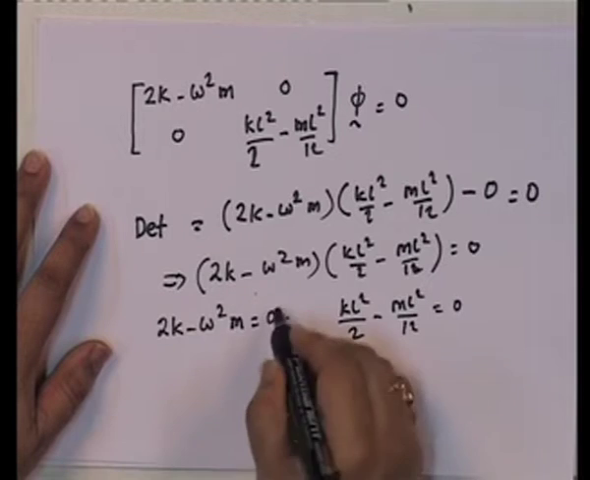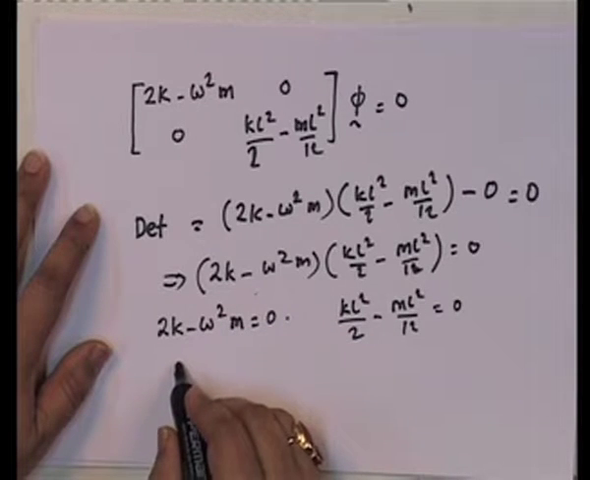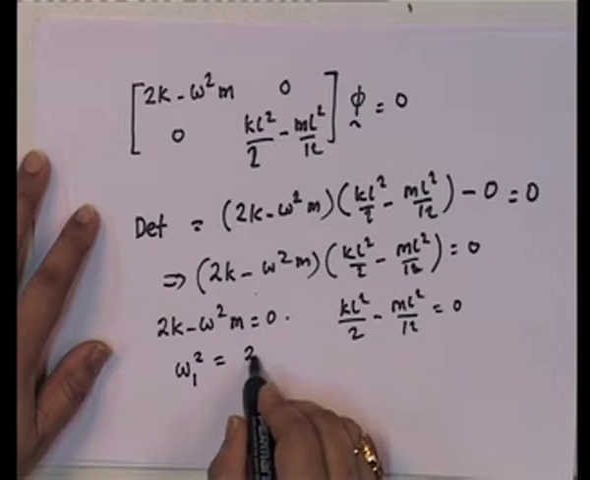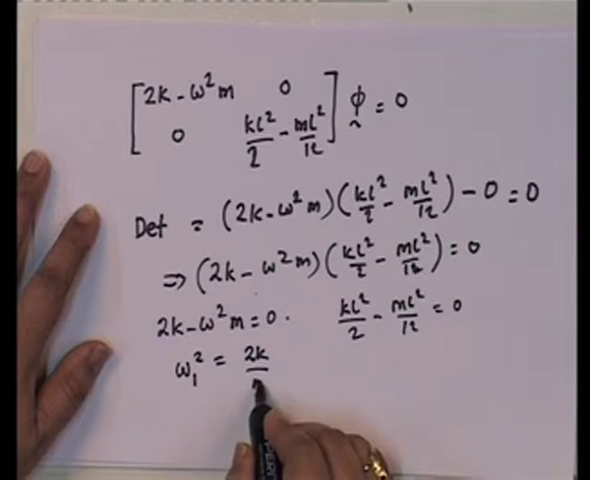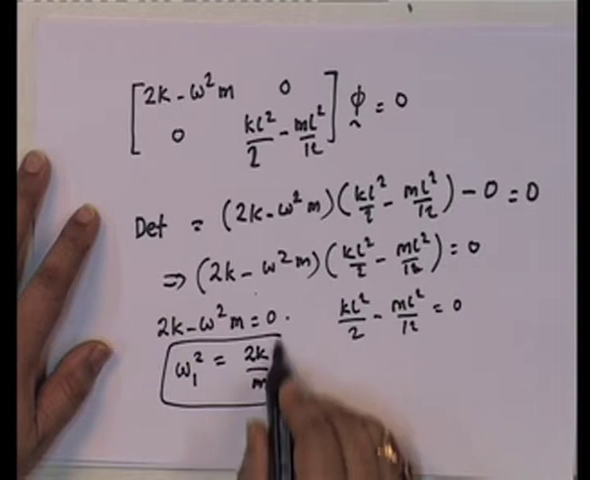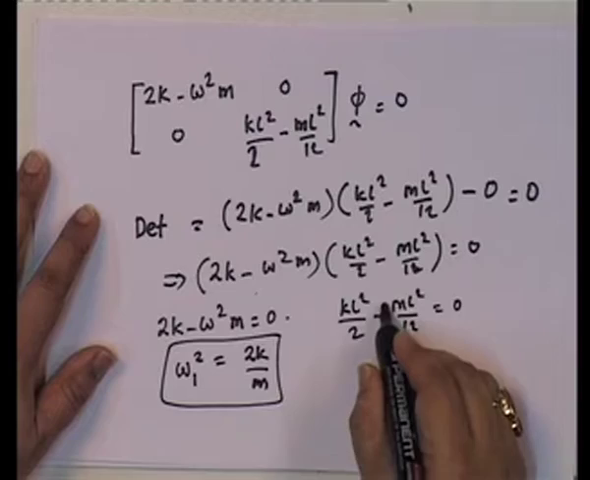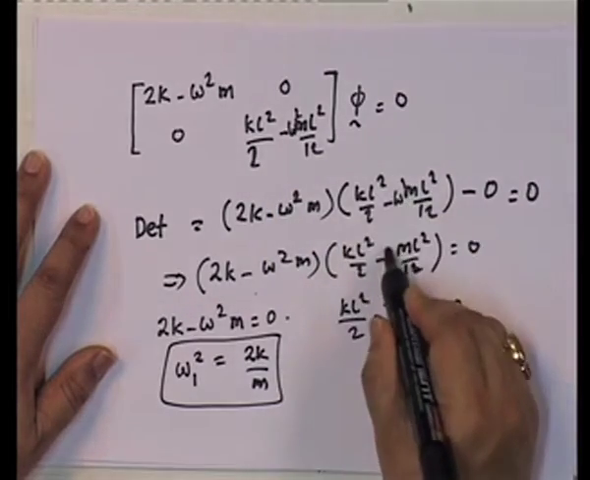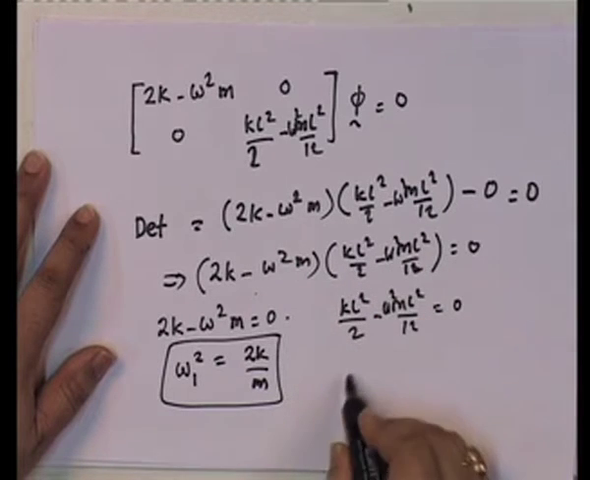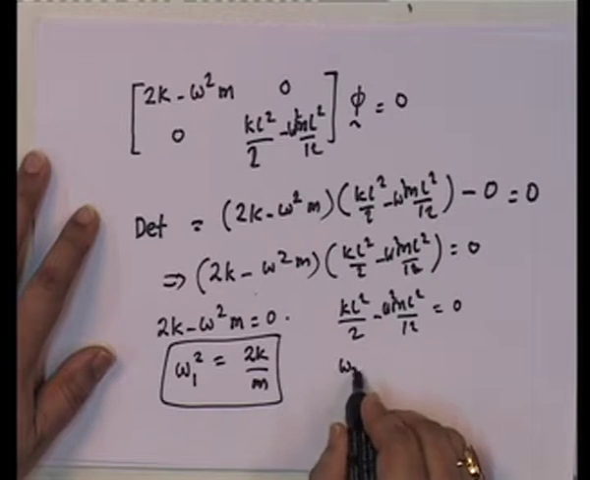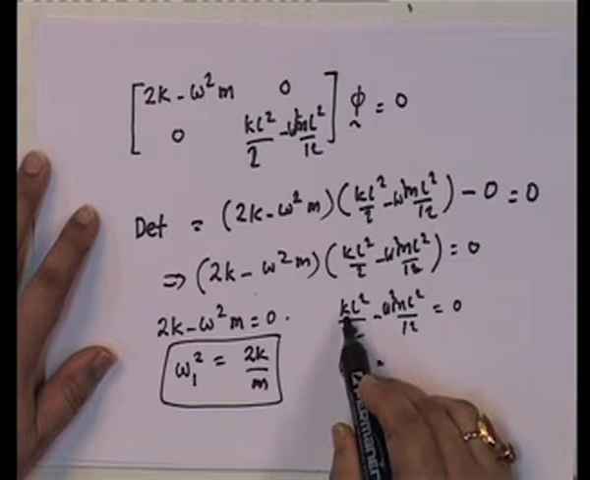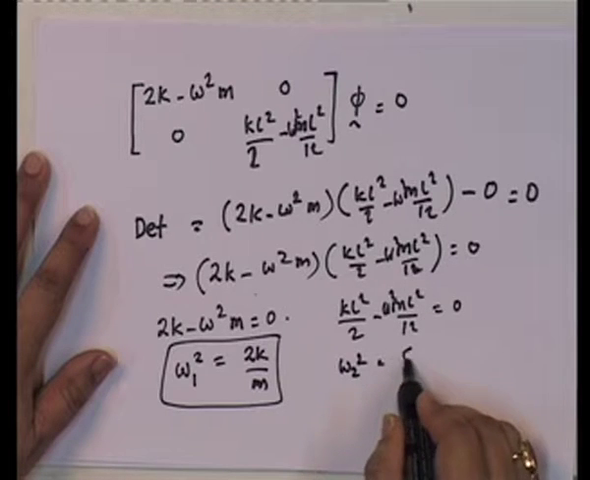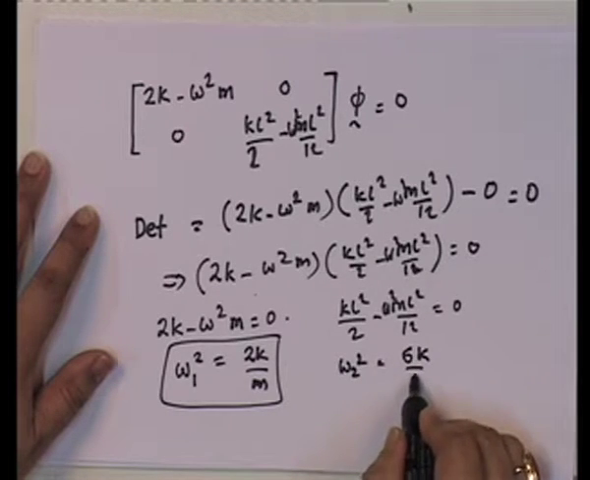So, if this is 0, then this is what happens, and so therefore, omega 1 squared is equal to 2k upon m, and over here, sorry, this is omega squared. So, from this I get omega 2 squared is equal to k L squared upon 2 upon this. So, this becomes 6k over m.